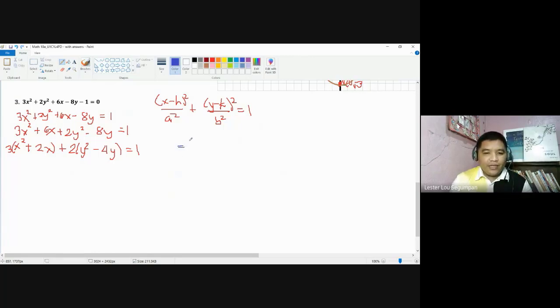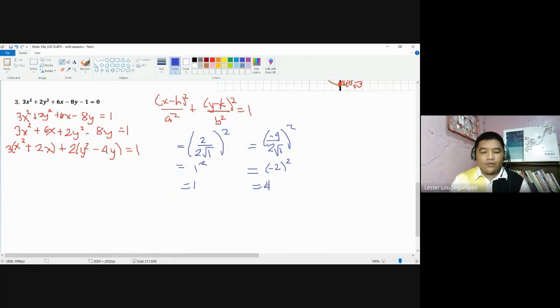So we have here the value b over 2 square root of a, where a is 1, and squared. This is for the x. And for the y, you will have negative 4 over 2 square root of 1 and then square it. Here, that's 1 squared, which is 1. That is what we need to add here. And as well for the other side, negative 4 divided by 2 is negative 2. And square it, you will get 4.